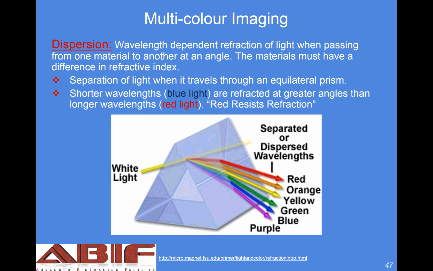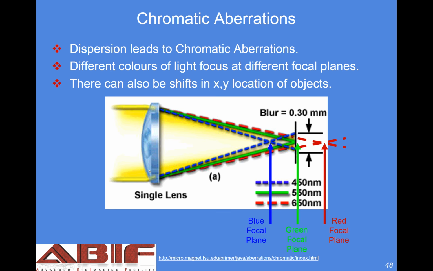So in the microscope, the same thing happens at a microscope lens. The refraction is different for the different colors, so the red refracts the least, so it's going to focus at the furthest focal point, whereas the blue undergoes more refraction and will focus behind, and then the green light is somewhere in between. So we have a different focal plane for the different colors.